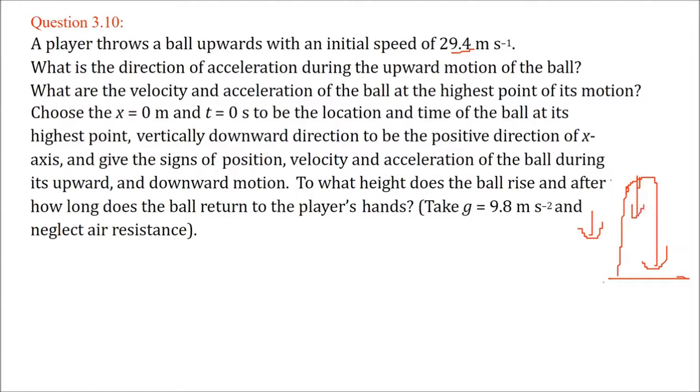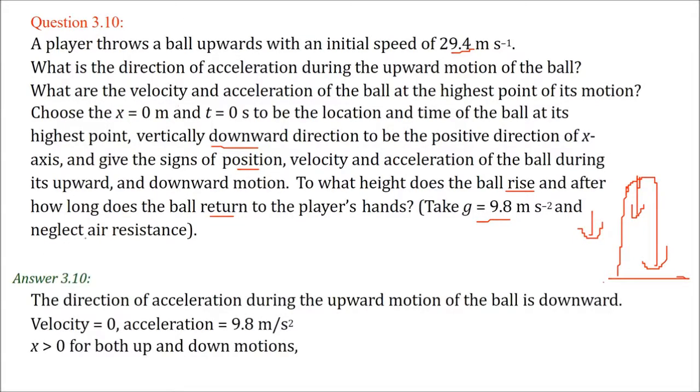It is gravity. We have to choose x equal to 0 and t equal to 0 to be the location and time of the ball at its highest point, vertically downward direction to be the positive direction of the x-axis, and give the signs of position, velocity, acceleration of the ball during the upward and the downward motion. To what height does the ball rise, and after how long does the ball return to the player's hand? g is given as 9.8 and neglect air resistance.